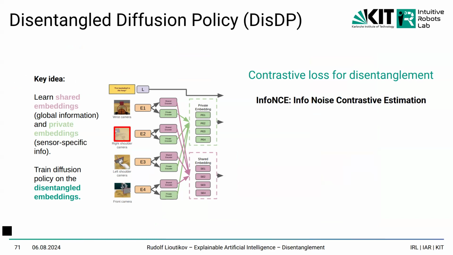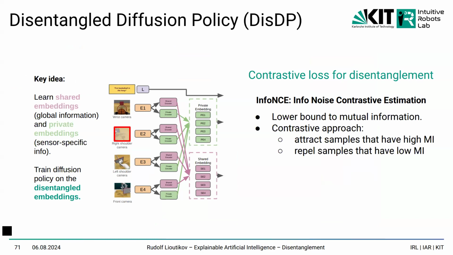We do this by using the InfoNCE loss, the Info Noise Contrastive Estimation. And the idea here is again that InfoNCE in general is a lower bound on mutual information. Again, you see mutual information comes back, right? We already talked about how this relates to disentanglement, right?